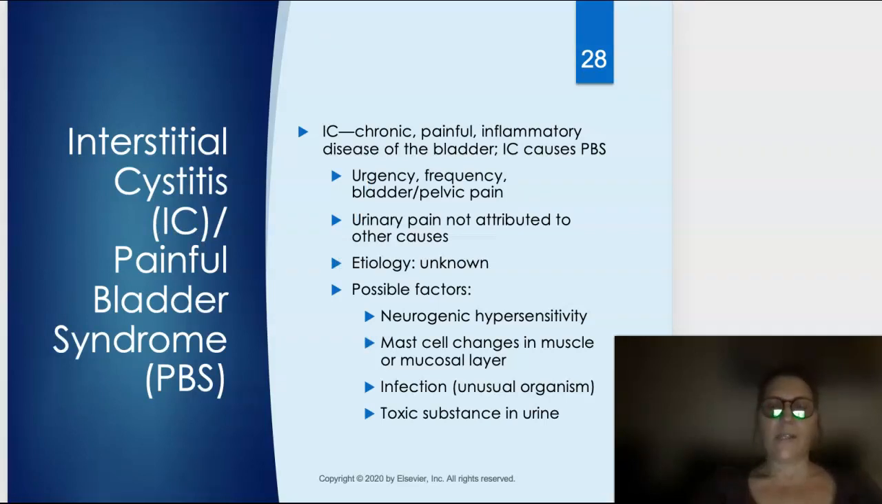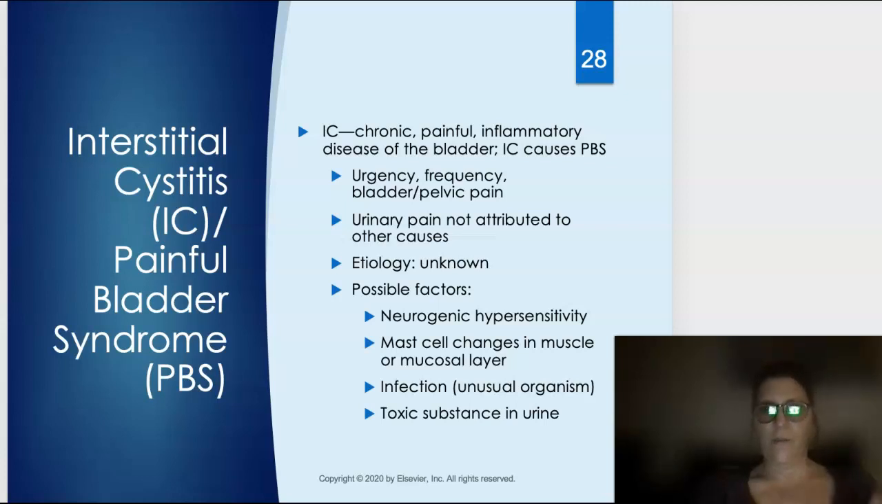So interstitial cystitis, this is a huge problem. It's called both, IC or PBS. And so interstitial cystitis is a chronic painful inflammatory disease of the bladder, which causes a painful bladder syndrome. So the inflammation is what causes the syndrome. These people have urgency, frequency, bladder, pelvic pain. It's not attributed to another cause. So you're not going to see an infection.